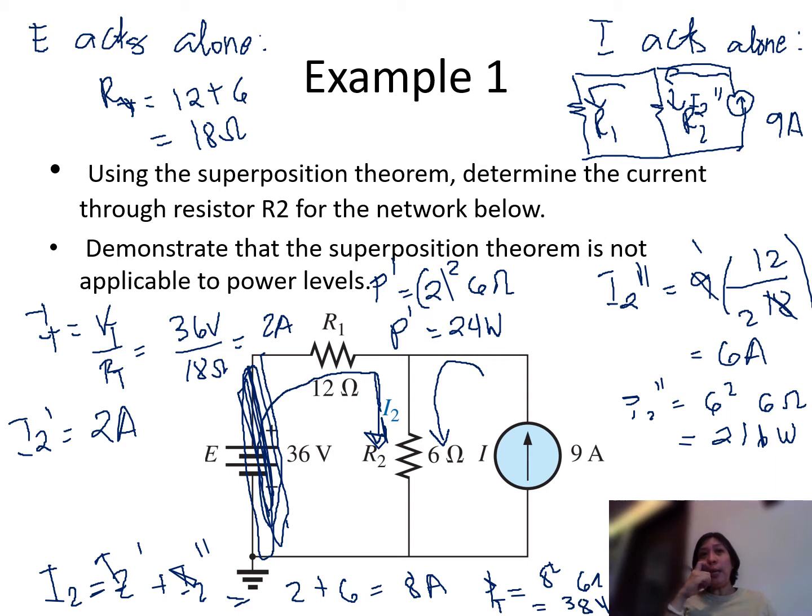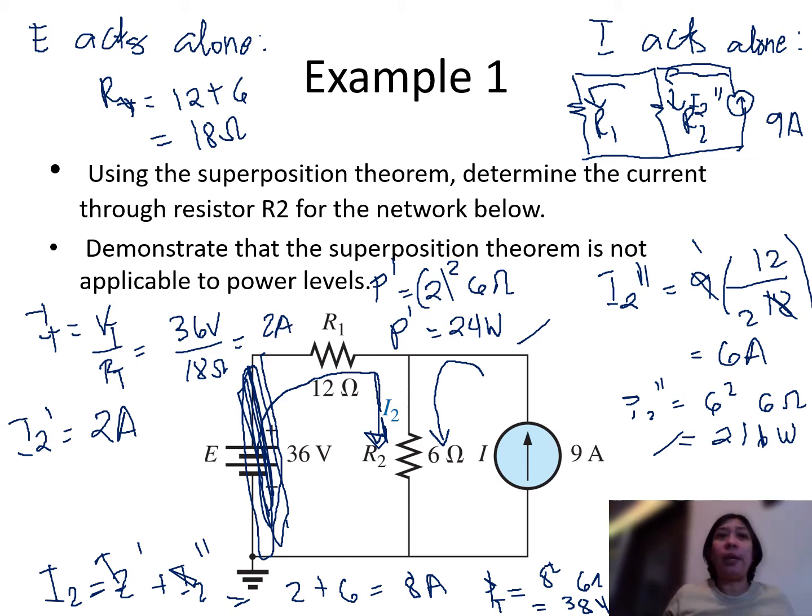So how do we demonstrate that this is not applicable? Because if we add 24 and 216, that will not give us 384. When we add 24 and 216, the result is only 240 watts, which is not equal to 384. Therefore, superposition only applies to currents and voltages, but not to power levels. It's as simple as that.